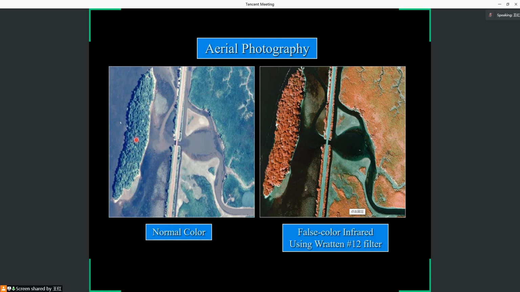So this is normal color. The color of all the vegetation is green. And for the false color, all the vegetation is red. You see, this is maybe the bay, and the bridge. Both sides of it have some trees, and they are red.